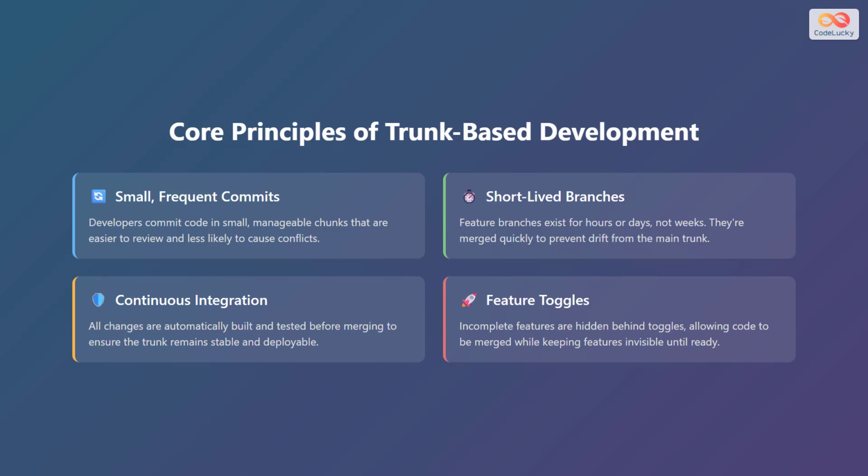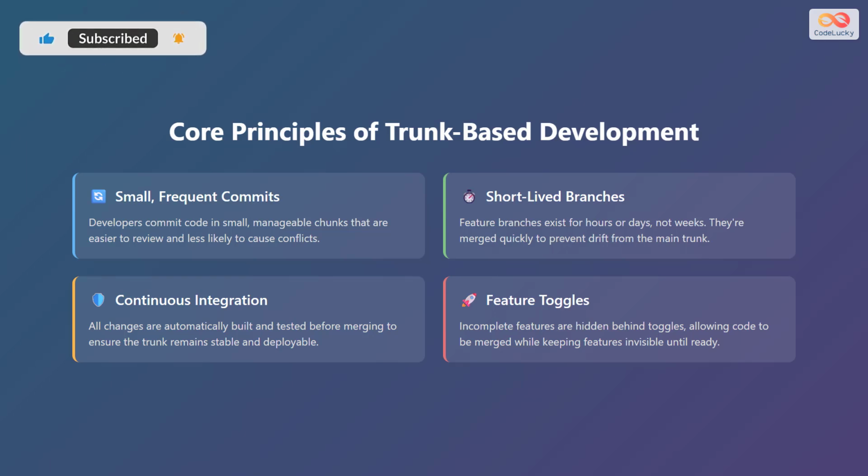Now let's explore the core principles that make trunk-based development work so well. First, we have small, frequent commits. Developers commit code in small, manageable chunks. These smaller chunks are easier to review. Also, they are less likely to cause conflicts.